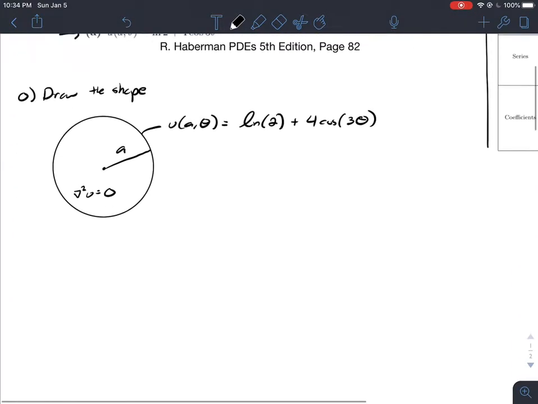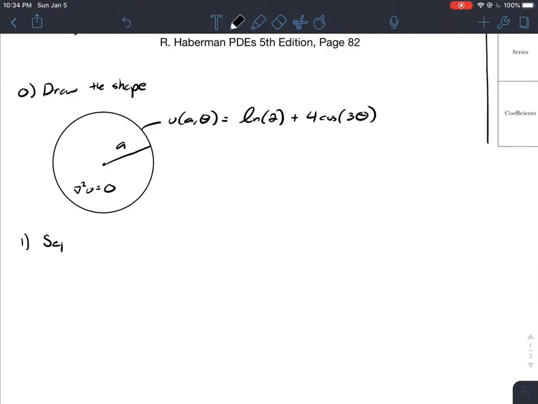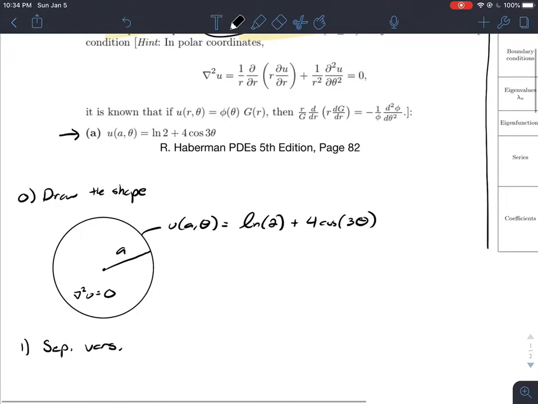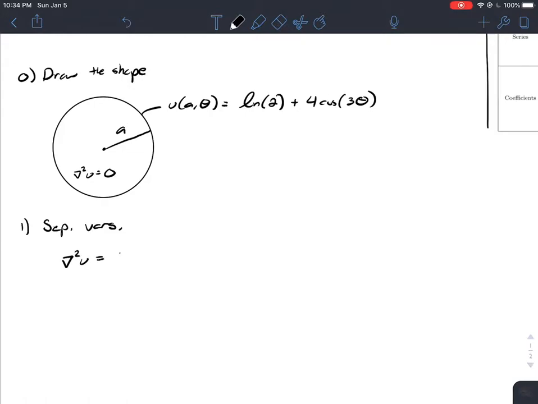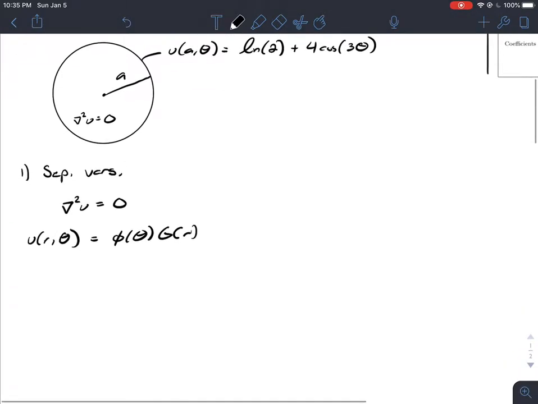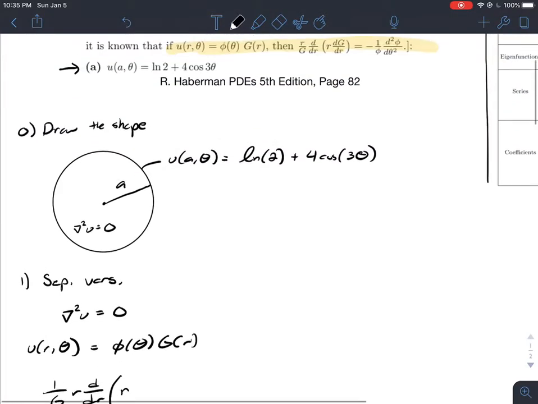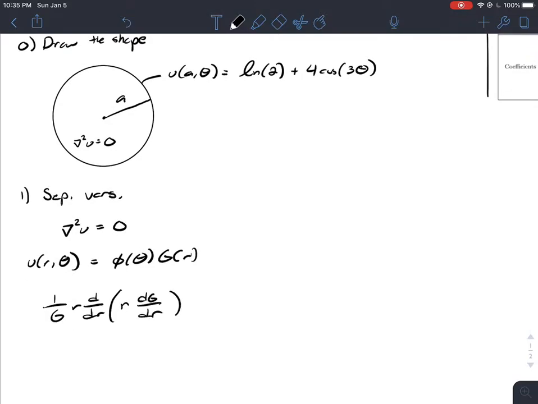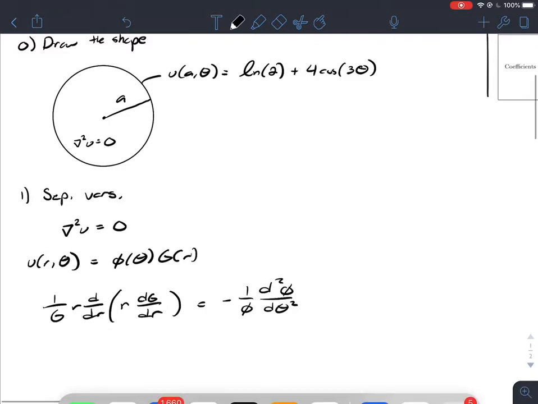Okay. So step 1 is separate variables. Conveniently, we're already given what the separation is going to be, which is given here. So, knowing that the Laplacian of u is equal to 0, if we let u of r, theta be equal to phi of theta times g of r, the separation becomes 1 over g times r times d/dr of r dg/dr is equal to negative 1 over phi times d squared phi d theta squared.